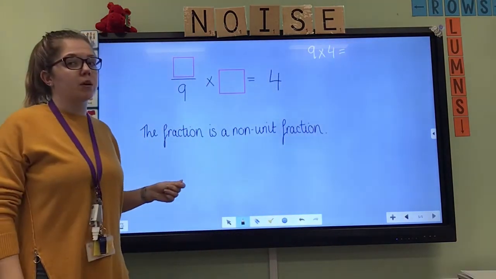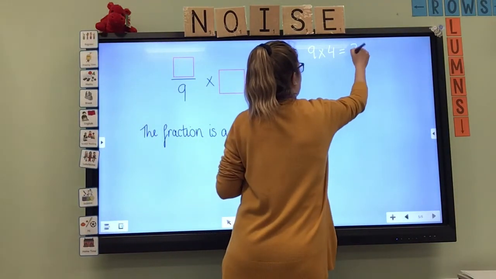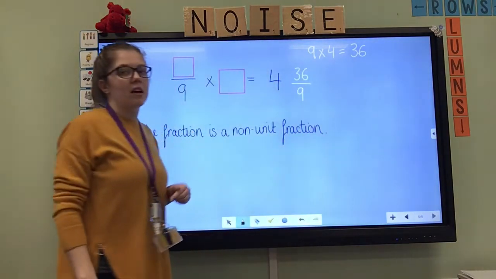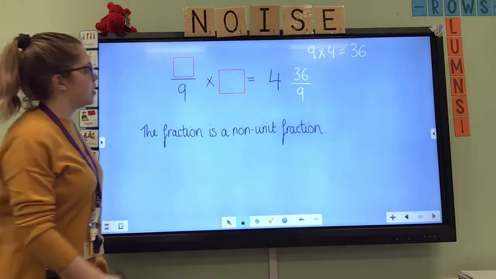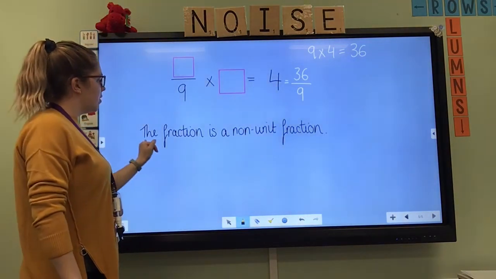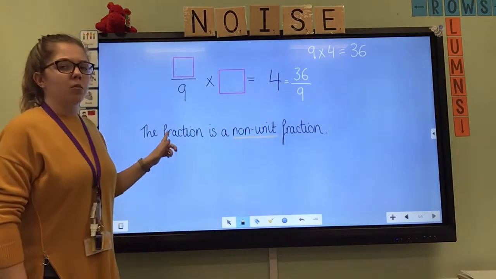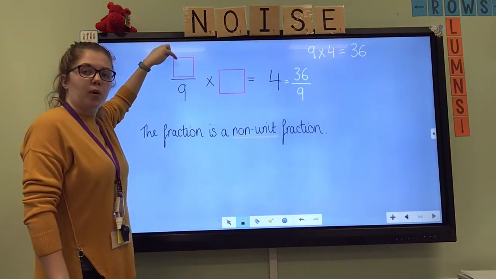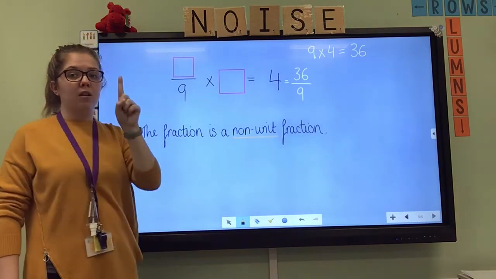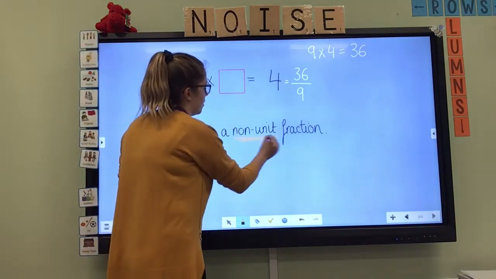9 times tables or our 4 times tables, because it's commutative, it works both ways. 9 times 4, oh, that's 36. So our answer, what we're working towards, is actually 36 ninths. 36 ninths is equivalent to 4 wholes. And this is asking us how many ninths, but we've got this little clue down here, and it says we're looking for a non-unit fraction. What does that mean we can't have in this box here if it's a non-unit fraction? That's right, it can't be a 1 because 1 as a numerator is a unit fraction. We're looking for a non-unit fraction for this answer.